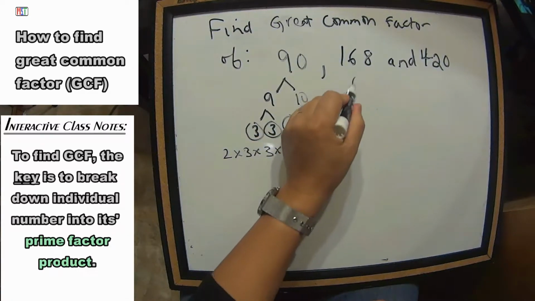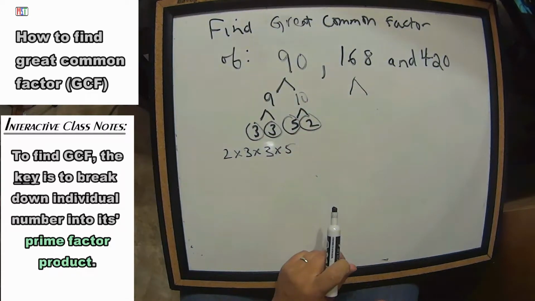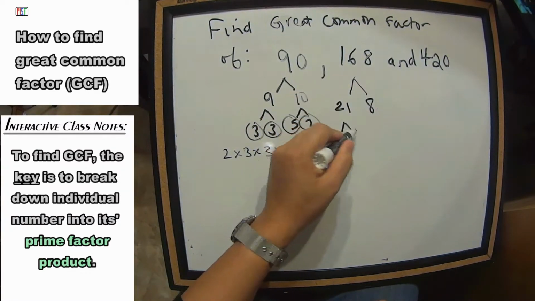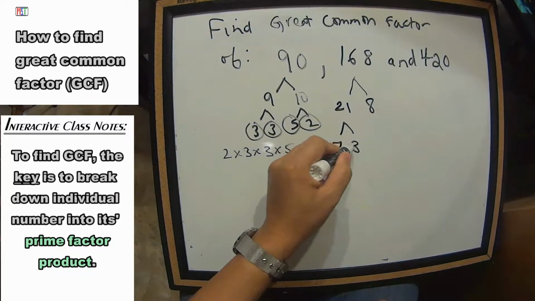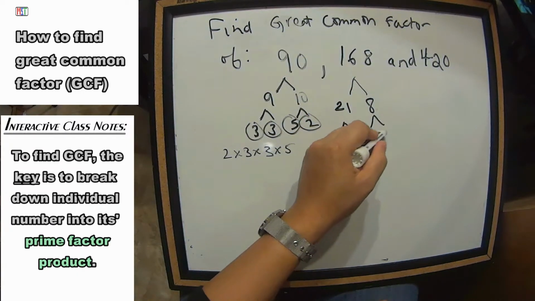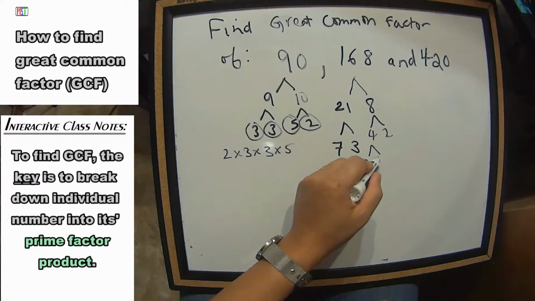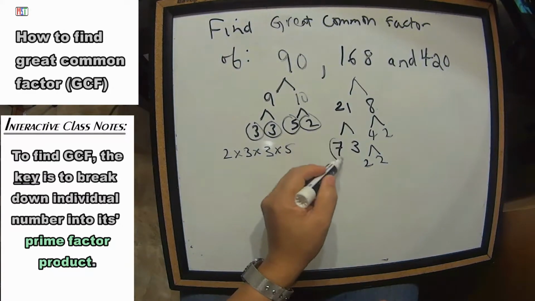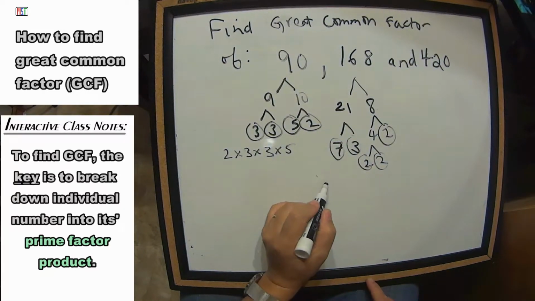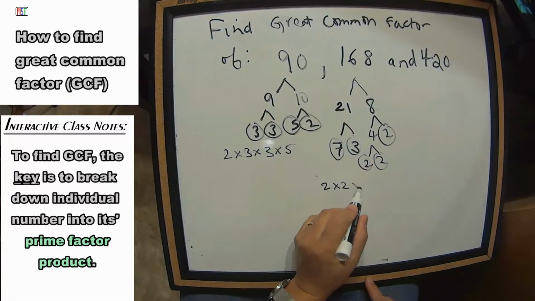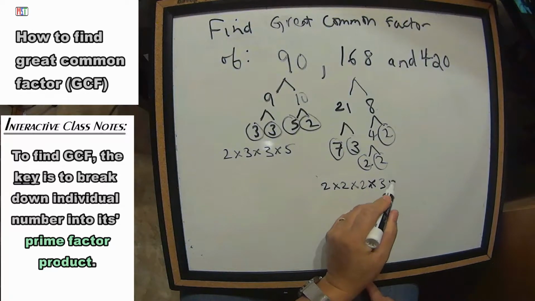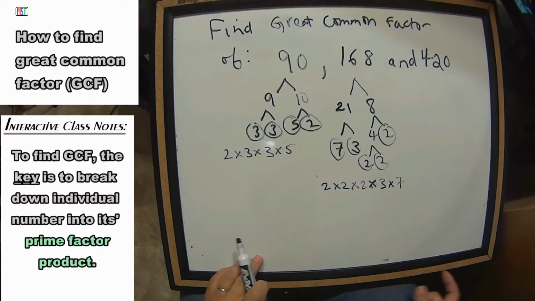Okay, now 168 can be broken down to 21 and 8. 21 can be broken down to 7 and 3. And 8 can be broken down to 4 and 2. And 4 can be broken down to 2 and 2. And so we have these prime factors. Let's write its product. Okay. There we go.